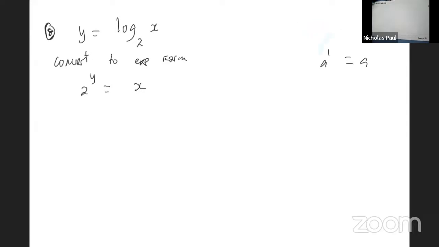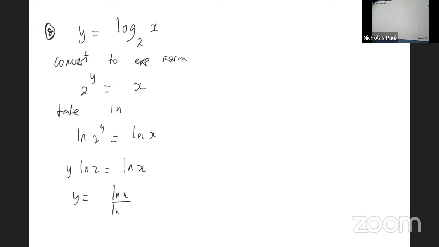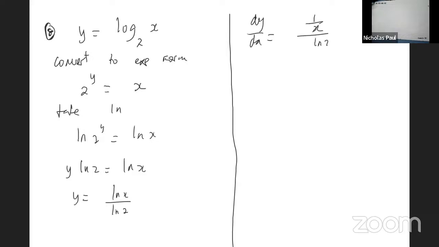And then we could take logs on both sides. Take ln, I mean. So it will be ln 2 to the y is equal to ln x. Carry down the y, you'll get y ln 2 is ln x. You'll get y is equal to ln x over ln 2. ln 2 is a constant. So when you differentiate now, you'll get dy/dx is equal to 1 over x all over ln 2, which is the same as 1 over ln 2 times x.